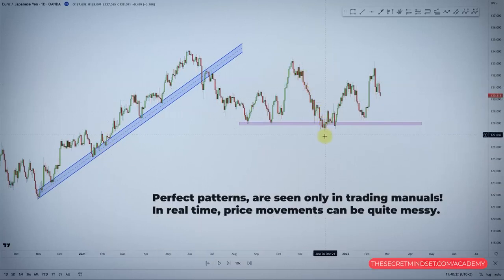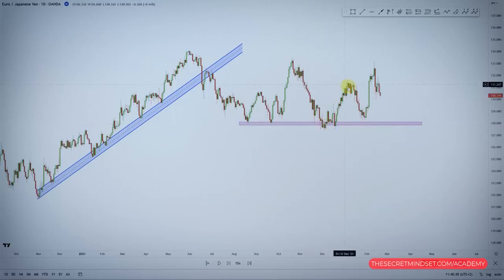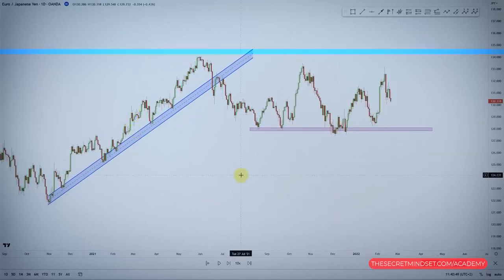If the price dips below a support line, it doesn't necessarily mean that the support has been broken. Remember, in a market there are buyers and sellers. There is stop hunting, liquidity, short squeezes, momentum spikes, and shock events.